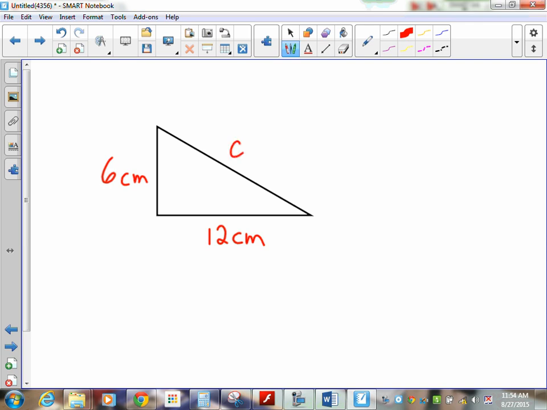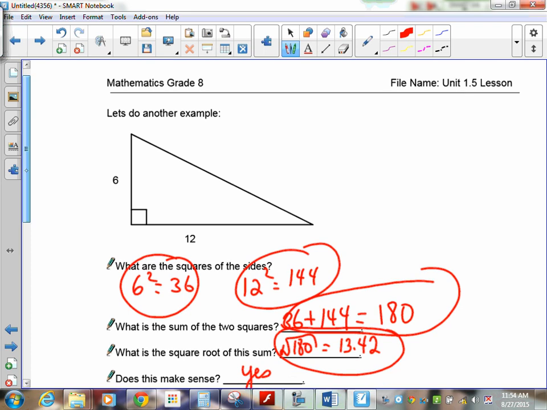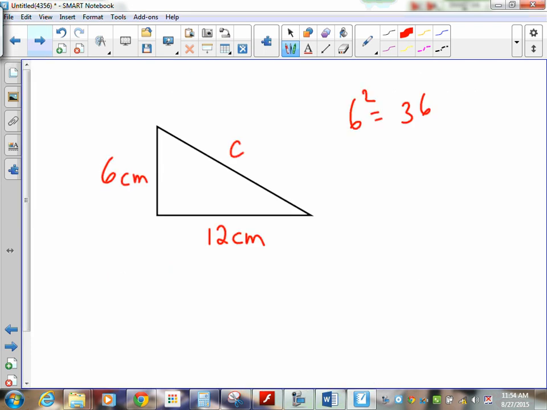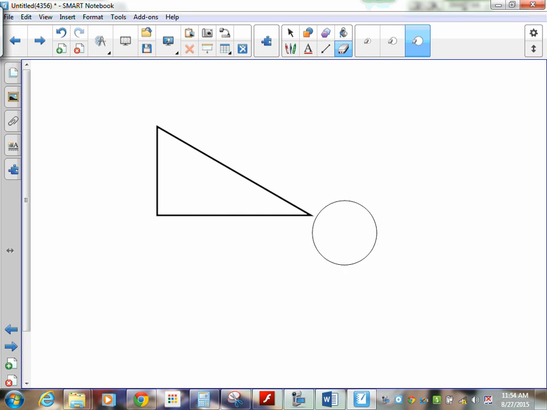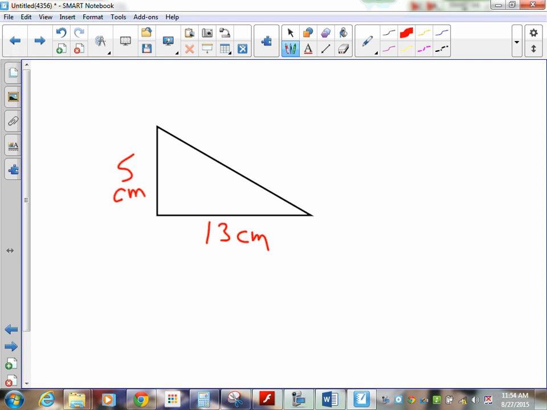Let's see. Okay, first thing you need to do, 6 squared is 36. Did I just do this one a second ago? I think I just redid the example. Yeah, okay, we've got to change this. Sorry, I'm not going to redo the recording just for this silly mistake. All right, let's say this is 5 and this is 13. Now try it.